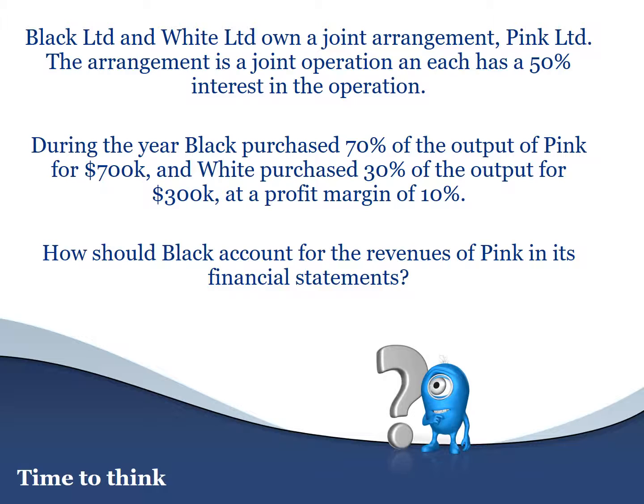The great difficulty arising from this scenario is that whilst the parties each have a 50% interest in the operation, the proportions to which they have participated in purchasing the output differs from that ownership interest. So Black, whilst only having a 50% interest, has purchased 70% of the output, and White has only purchased 30% whilst holding a 50% interest. The IFRIC decided as follows.